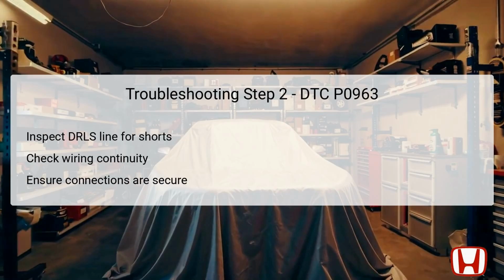In the second troubleshooting step, technicians need to conduct a thorough inspection of the DRLS line for any potential shorts that may be affecting the signal. This involves visually examining the wiring for signs of wear, fraying, or contact with other components that could lead to a short circuit. Continuity testing should also be performed to verify that the wiring is intact and free from breaks.